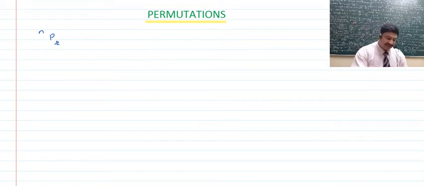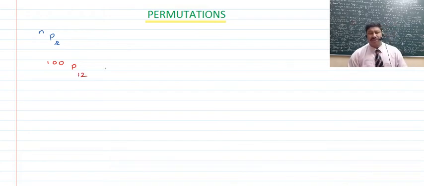For that matter, let us now discuss that we have say 100P12, which has to be found out. So now, children, if we talk about this nPr, this corresponds to 100P12. As I told you, the number in the superfix is always larger than the number in the suffix, right?